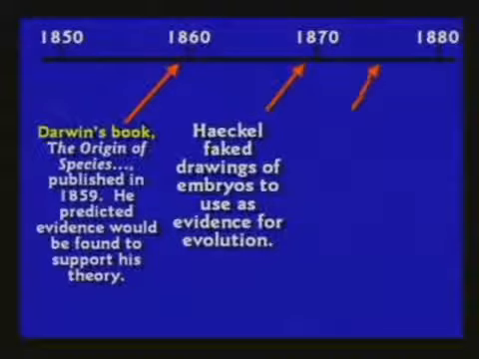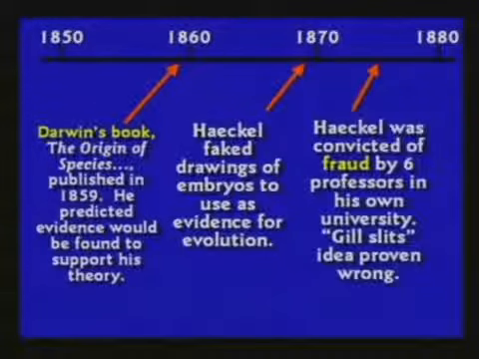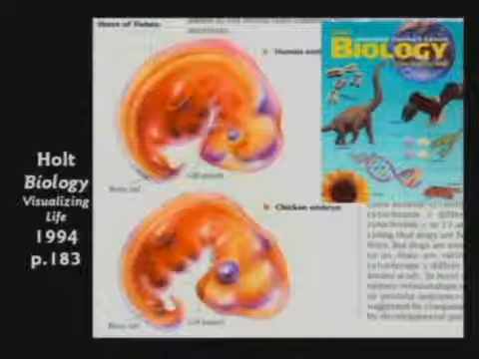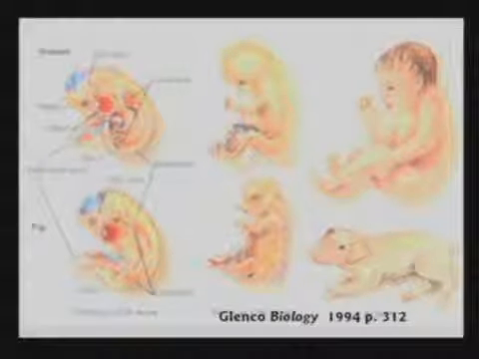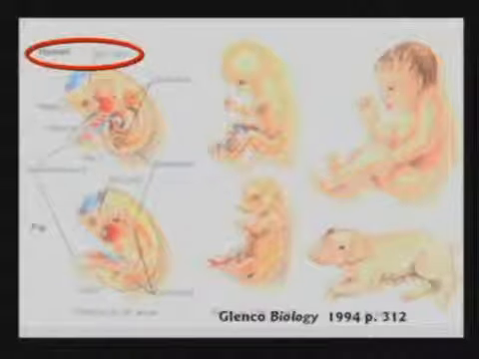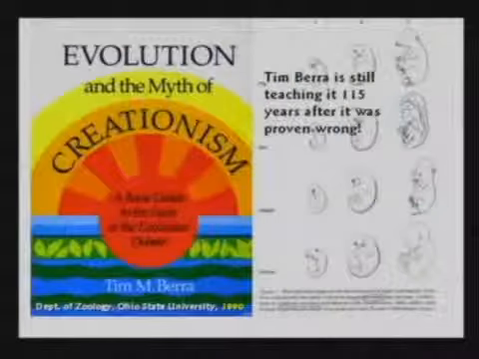Darwin wrote his book in 1859. Haeckel faked the drawings in 1869. It was proven wrong in 1875, but they still teach it in textbooks all over America. Now, if they're not teaching it here at Berkeley, yay, I'm proud of you. It's about time. But this is the type of thing I'm talking about. They're using lies to support their theory.